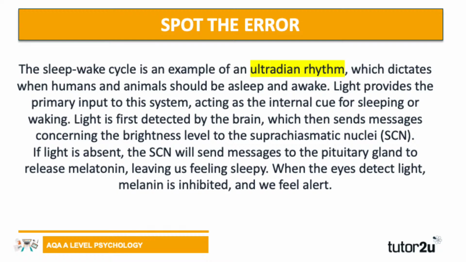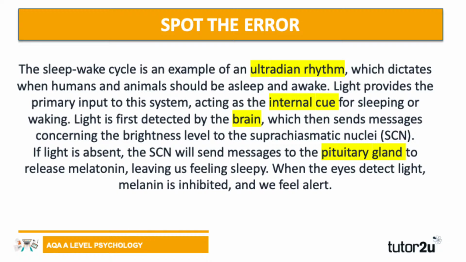Okay, next error is going to be internal cue. Obviously the role of light is exogenous, which means external. Our next one is light is first detected by the brain. We're thinking more specifically where, in the eye, really, in the optic nerve. Then our next one is sending a message to the pituitary gland. It's really easy to mix those two up, pituitary and pineal gland, because they do sound very similar.